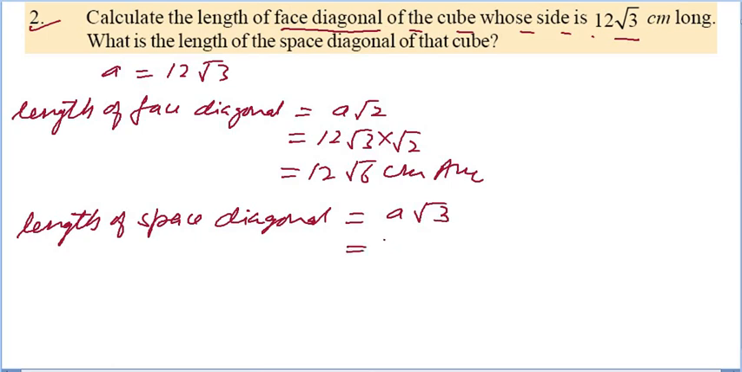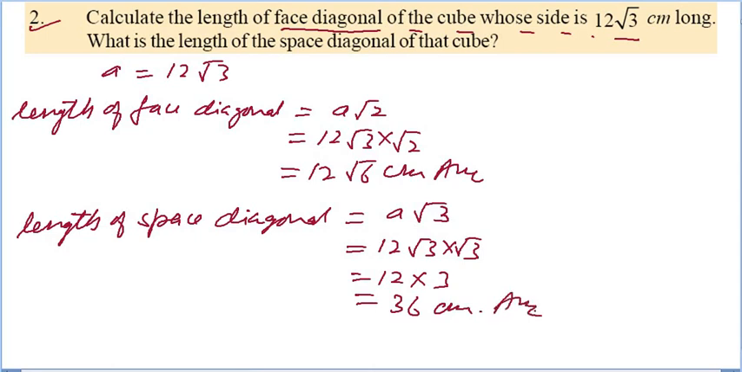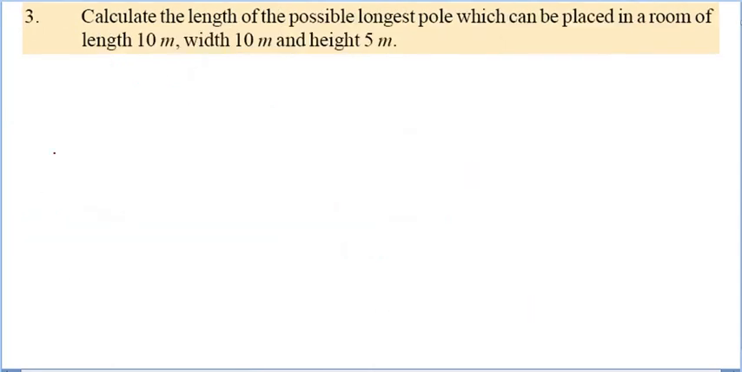So A is given as 12 root 3 and here is root 3. So it becomes 12 into 3 and it is 36 centimeter. And that one is your answer. Now come to the next one. Calculate the length of the possible longest pole which can be placed in a room. The length is given as 10 meter and breadth is given as 10 meter and height is 5 meter.